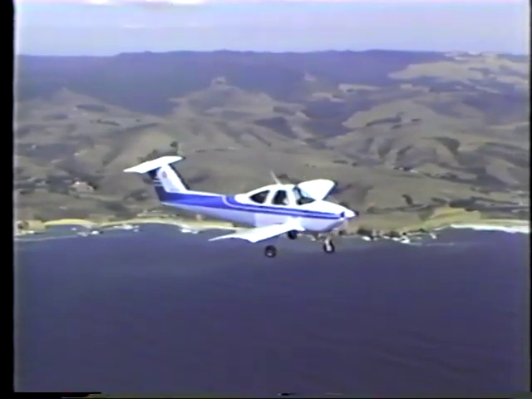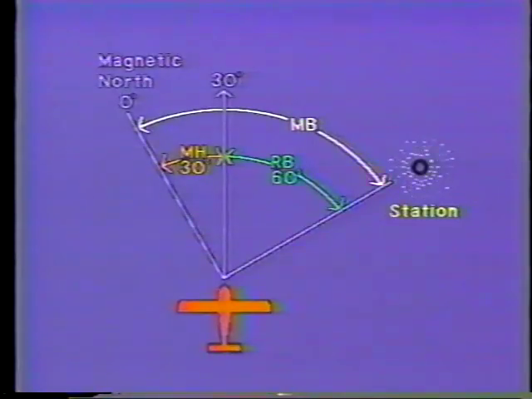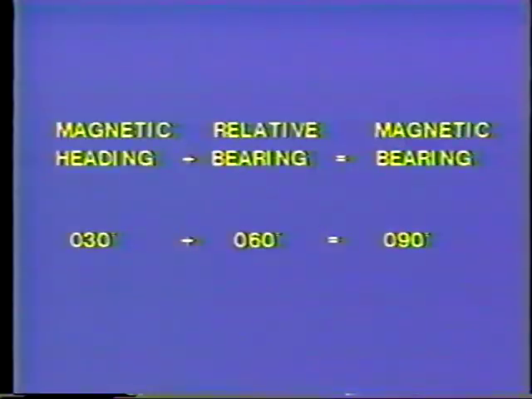An airplane maintains a magnetic heading of 030 degrees. The ADF receiver is tuned to an NDB located somewhere to the right of the airplane. The ADF needle turns clockwise and points to 60 degrees. Because we want to determine where the radio station's location is relative to the airplane's heading, we use the formula magnetic heading plus relative bearing equals magnetic bearing.